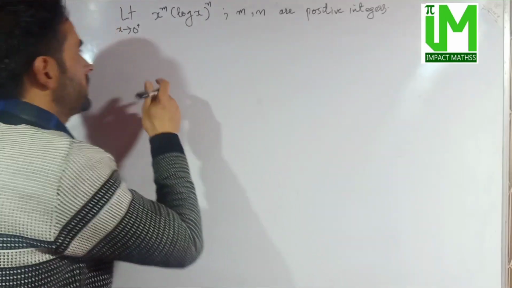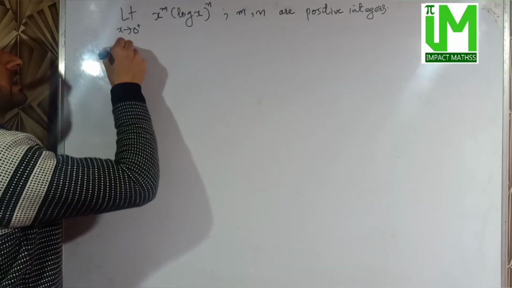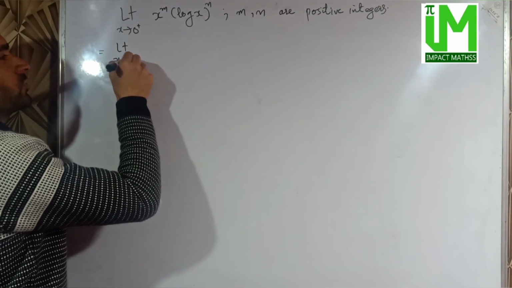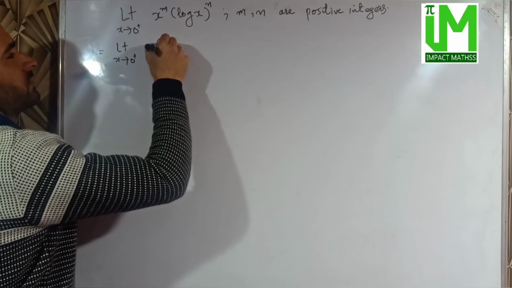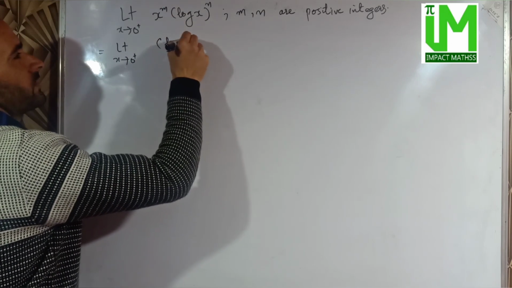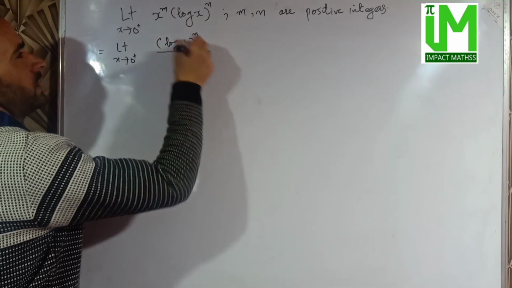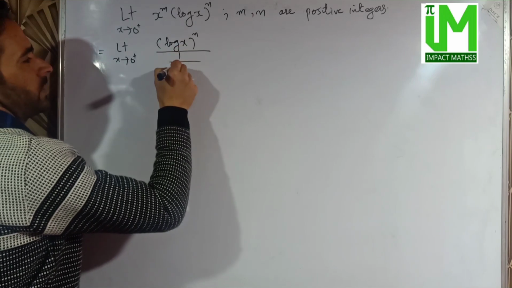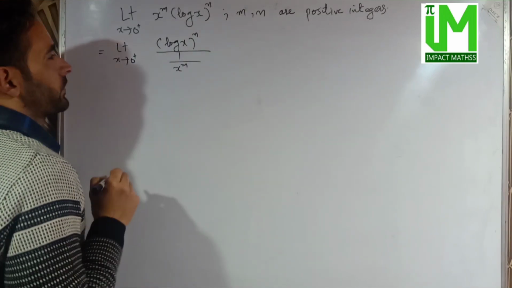Now let's simplify this. So we can write this as limit x approaches 0 from the right, log of x raised to power n divided by 1 divided by x raised to power m.